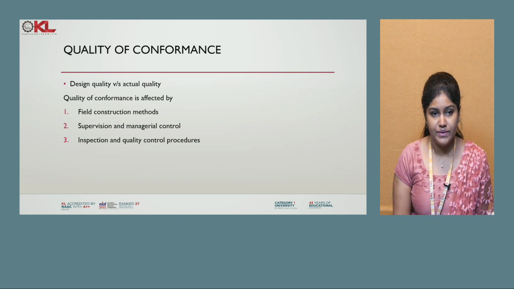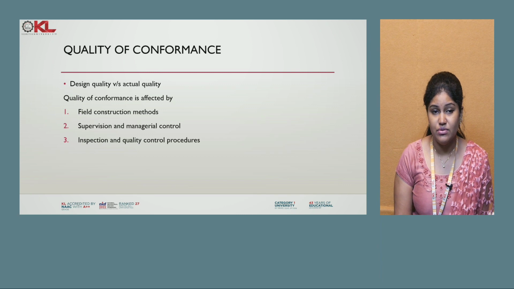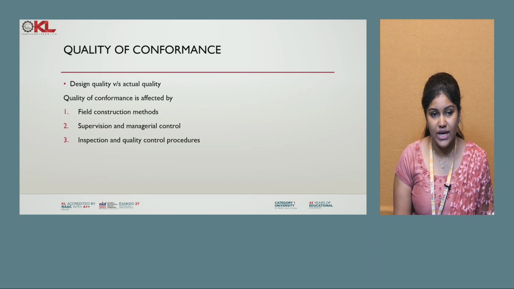Quality of conformance. Design quality versus actual quality. So we have to see what is the design quality and what is the difference from the actual quality. Quality of conformance is affected by field construction method. So what are the methods we are using in the field? Different people will be using different techniques. Even different countries will be using different techniques based on the tools or machineries they have.